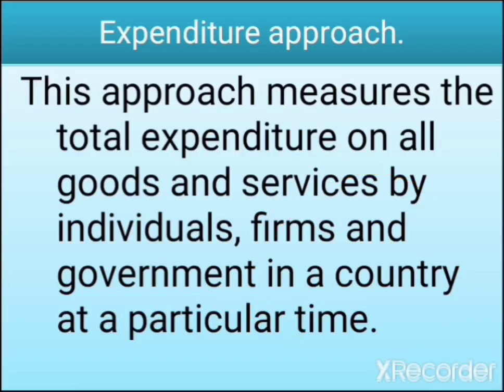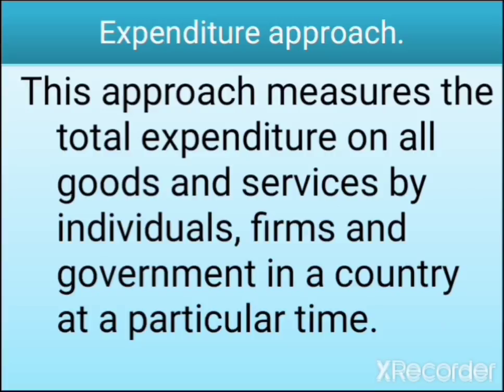Then let's look at the last approach, the expenditure approach. This is the most popular approach and it is used widely. This approach measures the total expenditure on goods and services by individuals, firms, and government in a country at a particular time. What the expenditure approach does to calculate the national income of a country is to add up the total amount of money a country spends or receives.